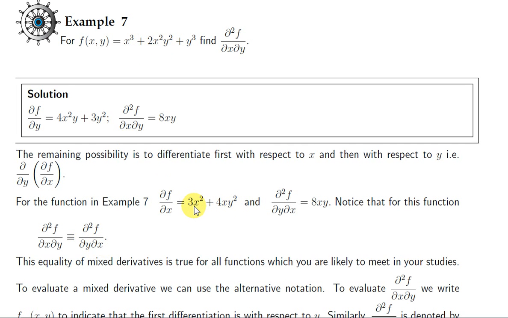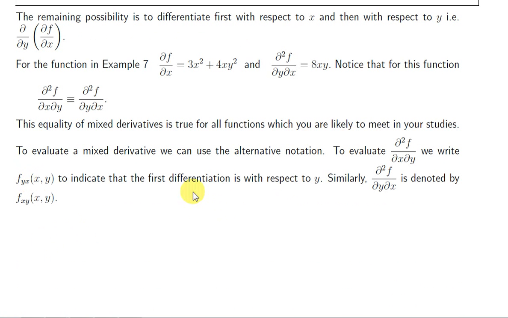Well, the 3x squared goes to 0. The 4x here is just a constant, so we have 4x by 2y, or 8xy. So notice that we get the same answer. So the second partial derivative of f doesn't depend on the order.